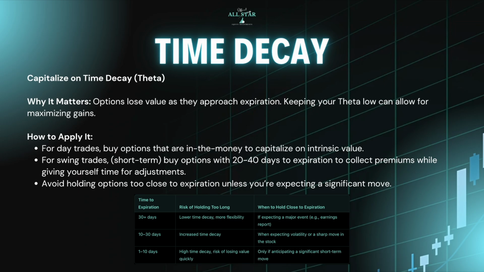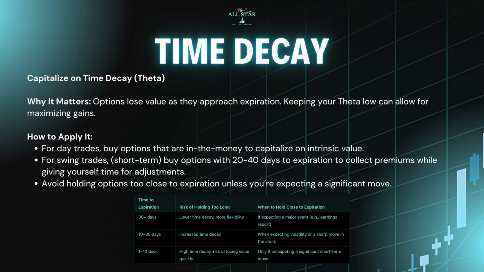It is good to note that you want to avoid holding options too close to expiration unless you're expecting a major move. As expiration nears, time decay accelerates, meaning your contract can begin to lose more and more value, even if the stock moves slightly in your favor. If you must hold close to expiration contracts, ensure that the trade has strong momentum.